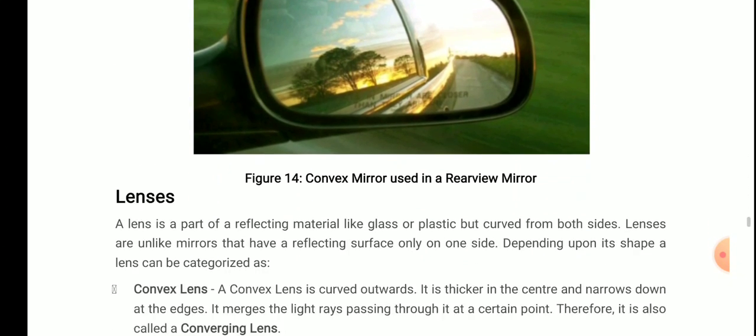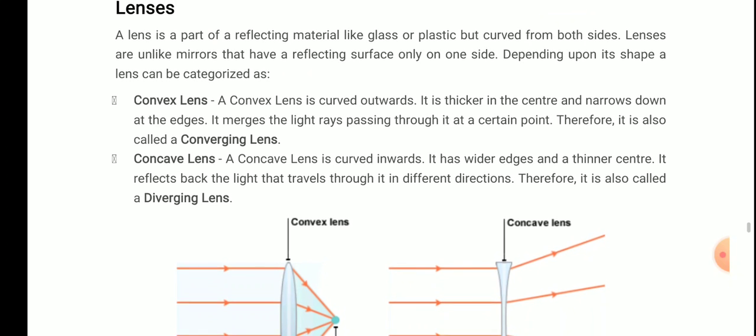Okay, let's start the next topic, that is lenses. Till now we have discussed the mirrors. You have seen the mirror in the diagrams, what a mirror looks like. Now let's discuss lenses. A lens is a piece of transparent material like glass or plastic, but curved on both sides. Lenses are unlike mirrors that have a reflecting surface only on one side.